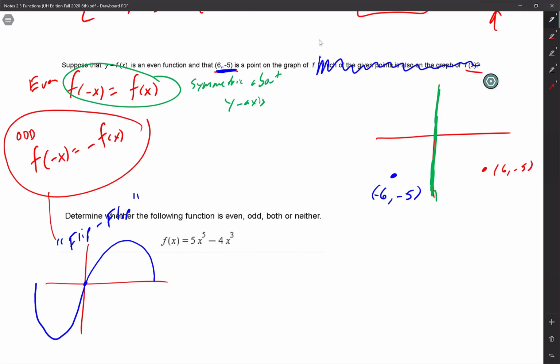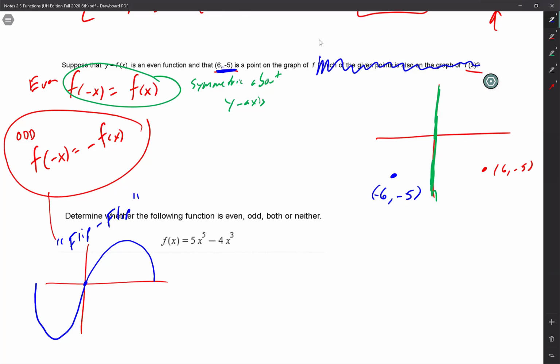And then I'm just doing this part right here. That's going to be negative. And negative times a negative is a positive. So I'm going to have plus 4x cubed. And then look, guys, that looks exactly like that, but the polarities are opposite. So that means I can factor out a negative, and I would have 5x to the 5th minus 4x cubed.